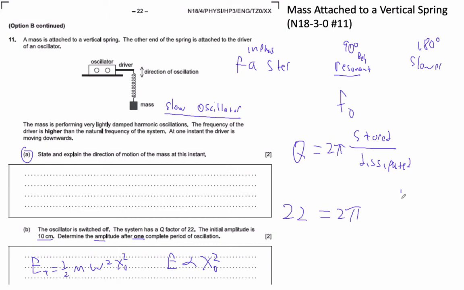So you're going to go 10 squared divided by 10 squared minus x squared. And this is the amplitude in the next cycle, right? Solve for x, right? Then if you're like me, and you're not sure about the algebra for solving for x, plug it back in and see if you actually get 22. Okay, happy hunting.